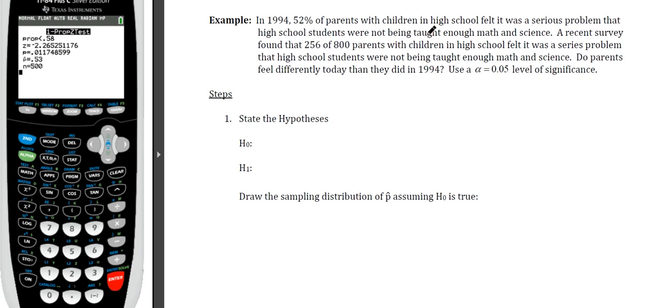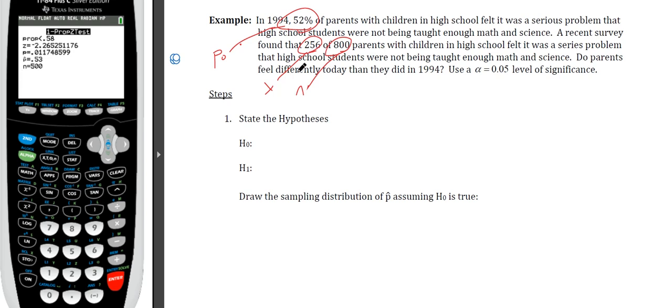So, in 1994, 52% of parents with children in high school felt it was a serious problem that high school students were not being taught enough math and science. So, that is our original value right there. That is p sub 0. A recent survey found that 256 out of 800 parents with children in high school felt that it was a serious problem that high school students were not being taught enough math and science. So 256, that's how many out of the total sample of 800.